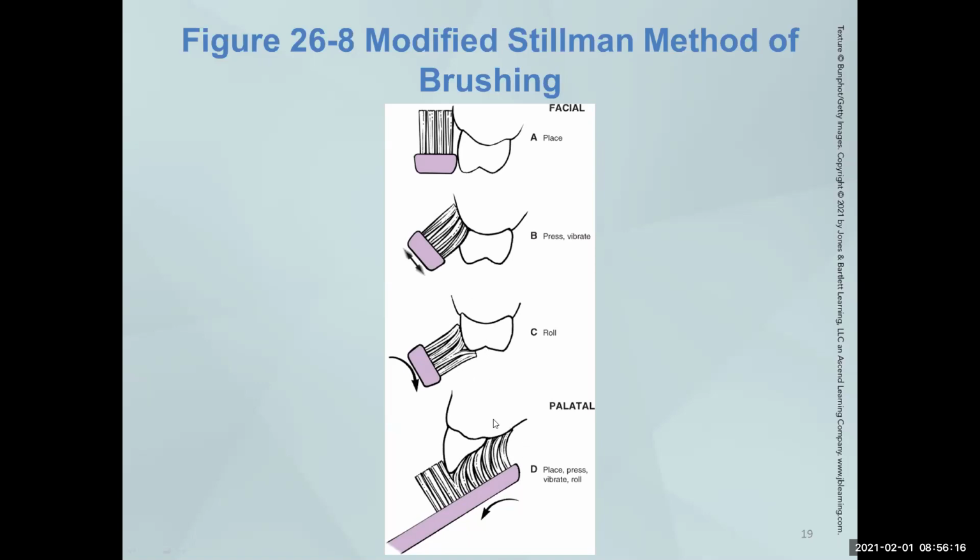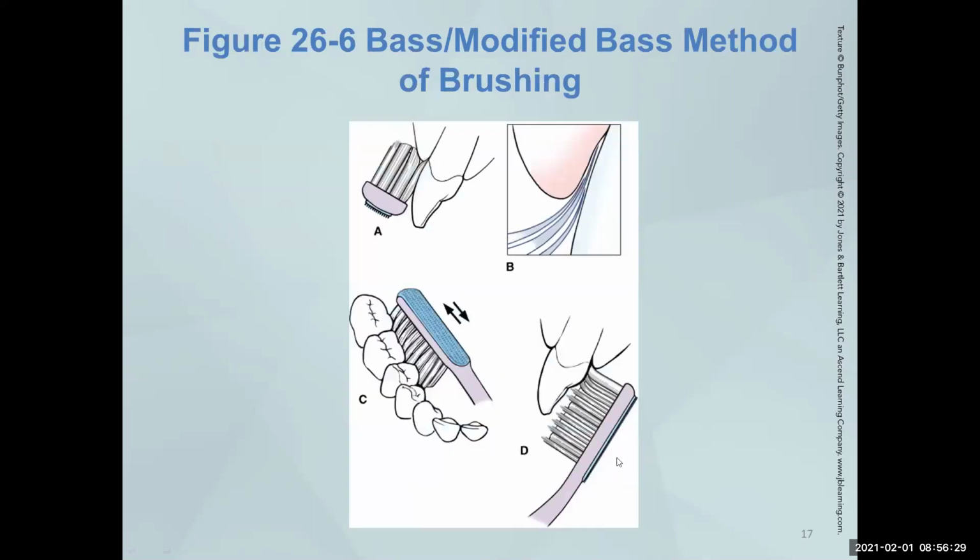And look at the difference in the placement for this anterior. You're up on the gingiva and brushing the tooth this way. It's not designed to get into the sulcus. Can you see where this is designed to get into the sulcus? Placement of the brush.